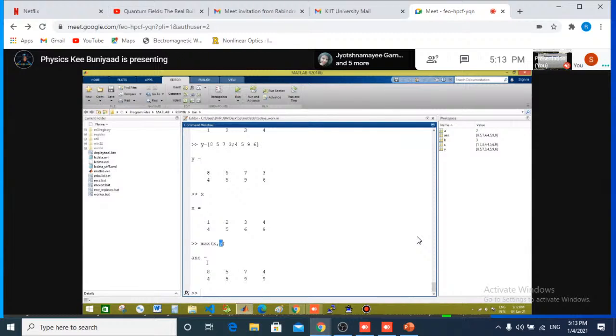Similar case, if I type min x comma y, it will compare every element of x with every element of y, and it will return the minimum number. Which one is the minimum? It will return.